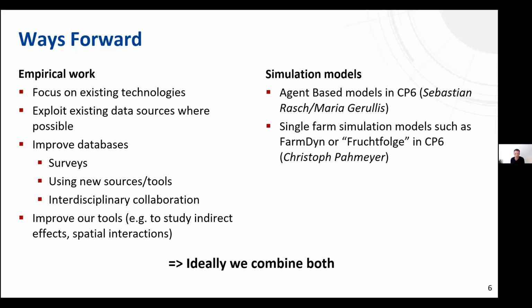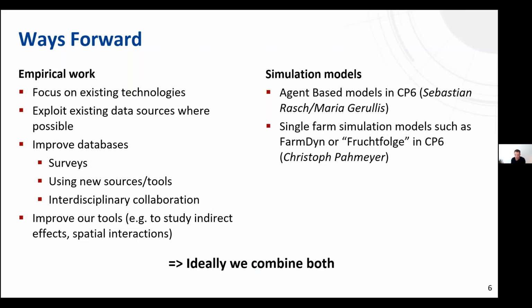I think in principle there are two options. Either we stick to empirical work or we move to simulation models. And in Phenolab, I think we do both. So for empirical work, the first thing that is important to recognize is that we need to focus on existing technologies, because we cannot study something empirically that doesn't exist yet.